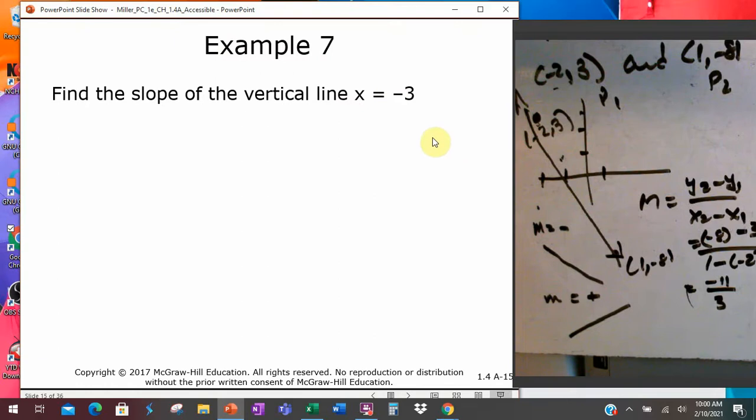Okay, a vertical line has an undefined slope. So I've got x is equal to negative 3. Y can be two values, but the x's have not changed, and that's division by 0. So that slope is undefined.